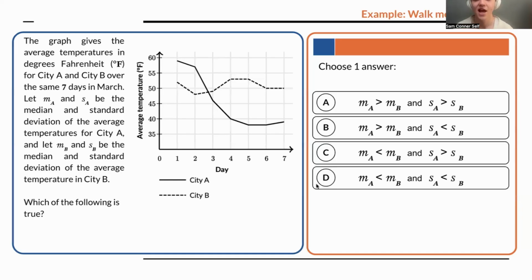Answer A says that the median of city A is greater than the median of city B, and that the standard deviation of city A is greater than the standard deviation of city B. Answer choice B is the same for the median. It says that city A has a greater median than city B, but that city B actually has a greater standard deviation than city A. C says that the median of city A is less than the median of city B, and that the standard deviation of A is greater than the standard deviation of B. And then D says that the median and standard deviation of city B are greater than the median and standard deviation of city A.